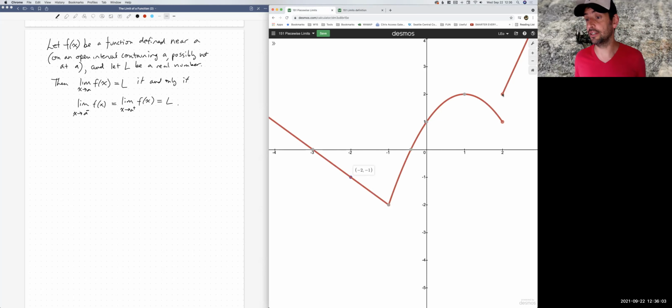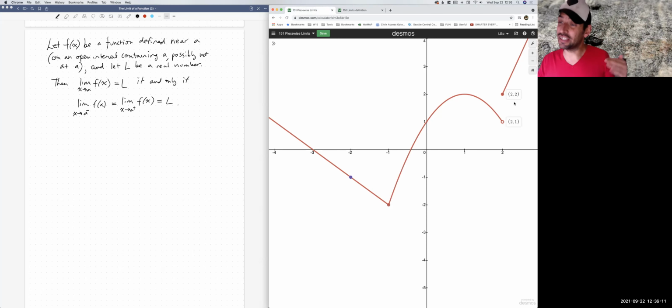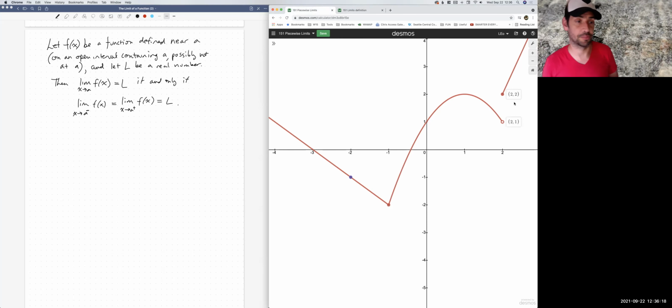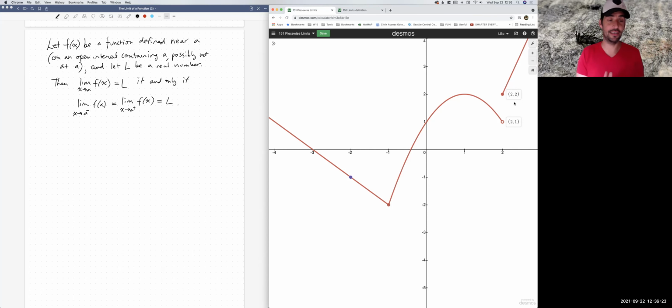Versus a place right here at x equals 2, where approaching from the left and approaching from the right, we get two different values. This means that the function is going to different places there, and there is no limit for the reasons that we discussed before. And this works in both directions. If you know a function has a limit at some point and that limit is L, then you know both one-sided limits have to be equal to L. On the other hand, if you know both one-sided limits are equal to L, then you know that it has the limit there and that limit is L.